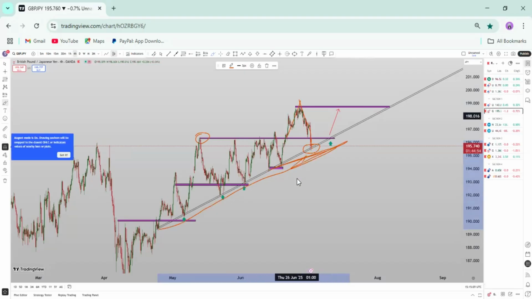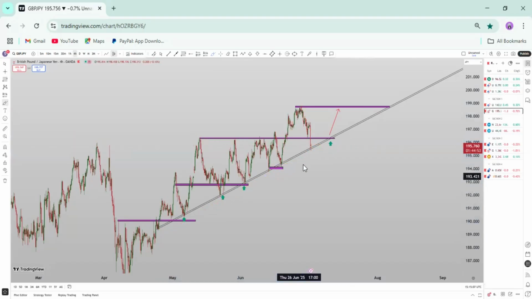So what I'm expecting to see on this pair, I will draw a trend line around here. Then I will wait for this market to break that trend line and retest. Then I will have a position. I will look for a position around this area, with my stop loss below the trend line.